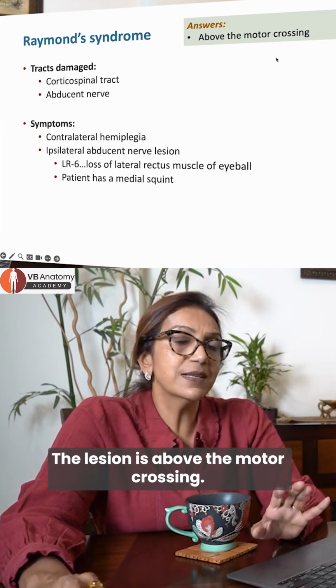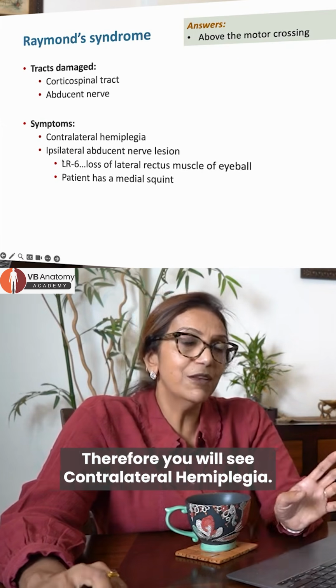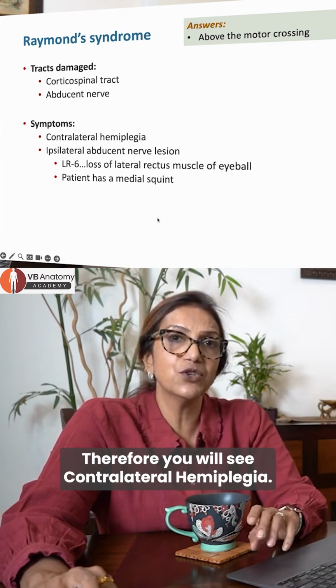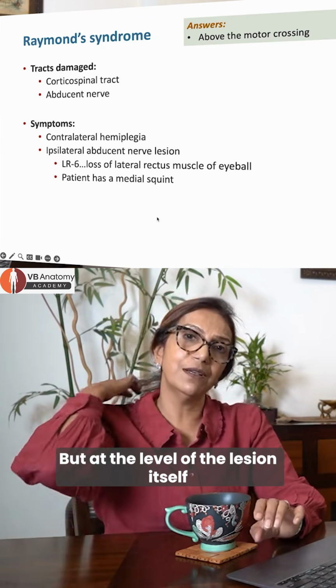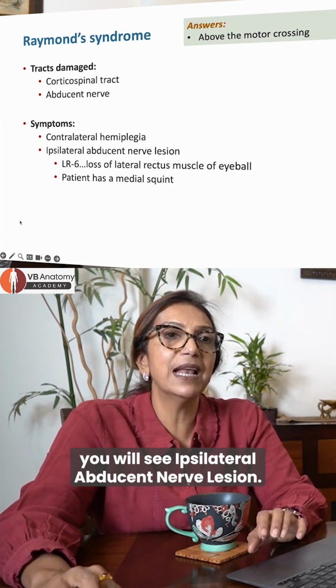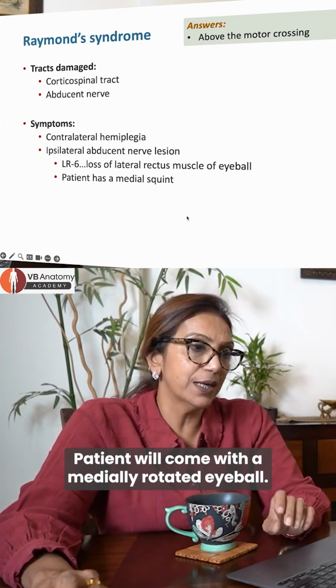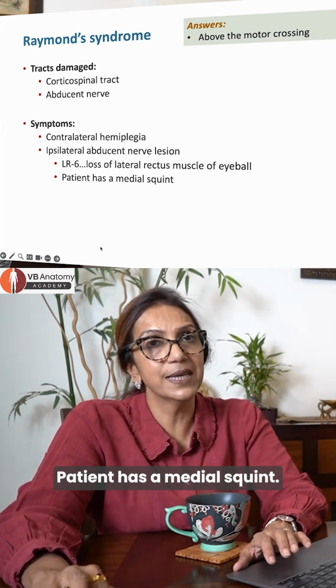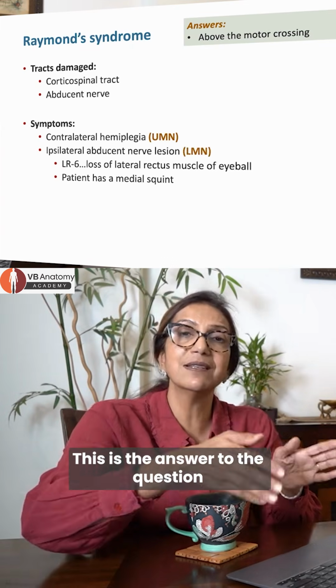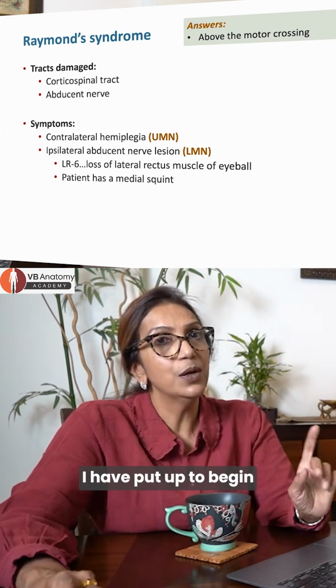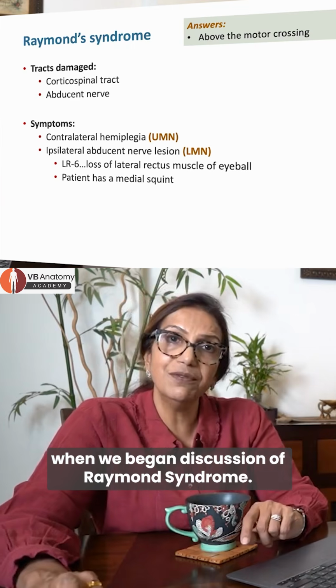The lesion is above the motor crossing. Therefore, you will see contralateral hemiplegia, but at the level of the lesion itself, you will see an ipsilateral abducent nerve lesion. The patient will come with a medially rotated eyeball. The patient has a medial squint. This is the answer to the question I had put up when we began the discussion of Raymond syndrome.